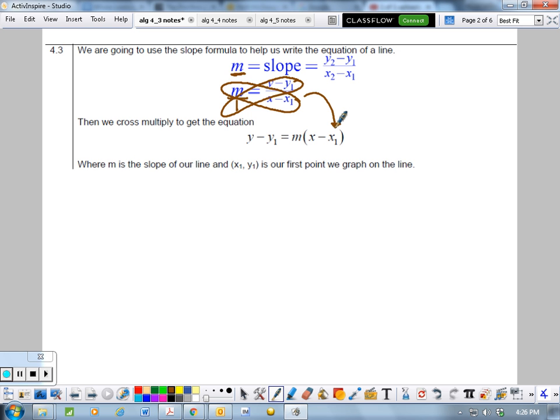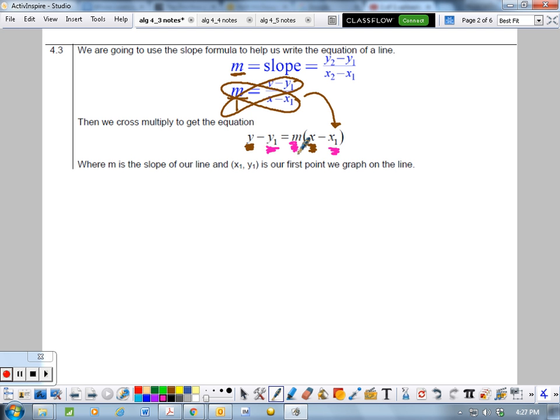Now, why did I change y2 and x2 to just x and y? Because when we have an equation of a line, there's always just a plain x and a plain y that represents every single point on that line. It can be any x and y on that line. In our regular equations, though, these numbers, y1 and x1, are going to be coordinates of a point, and m is going to be our slope. So there are going to be real numbers plugged in here.